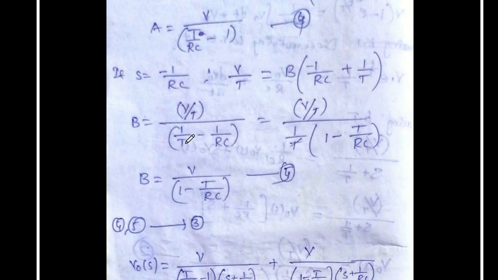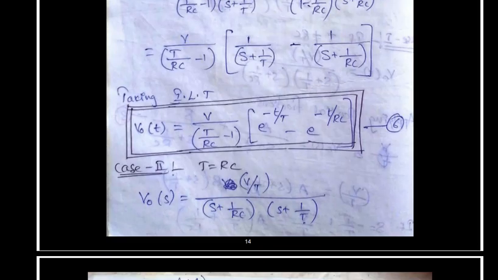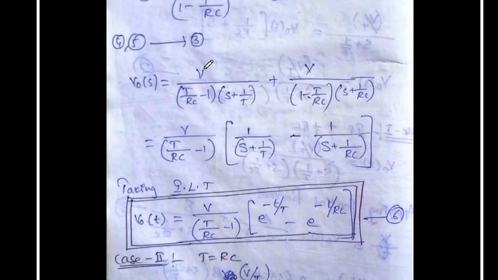Whenever 1 by T is taken as common, 1 minus T by RC. T cancels. Therefore, B is equal to V by 1 minus T by RC. So we obtain the expression for A and B. So this is the expression for A and this is the expression for B. Now substitute these values in V naught of s.